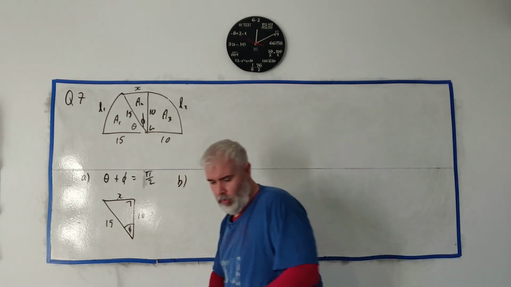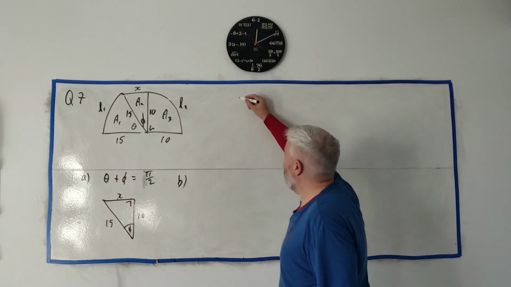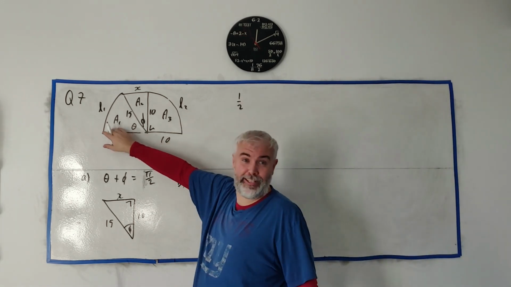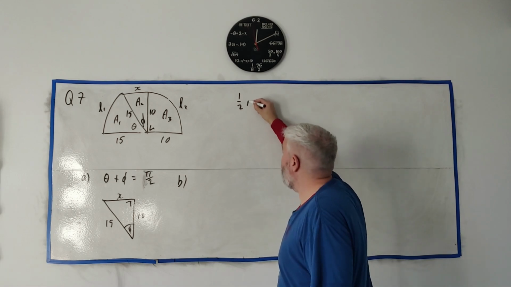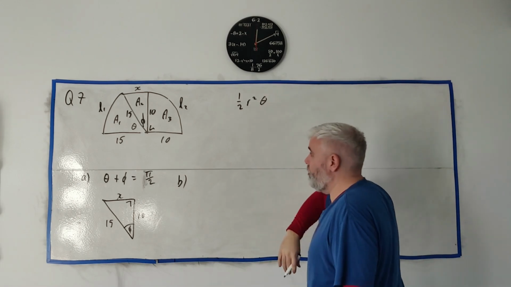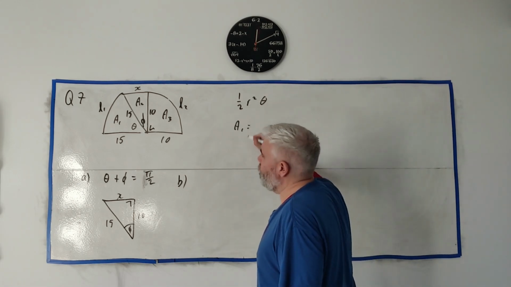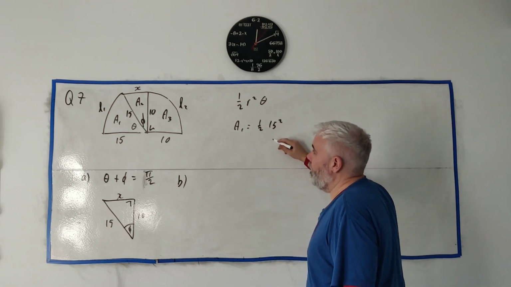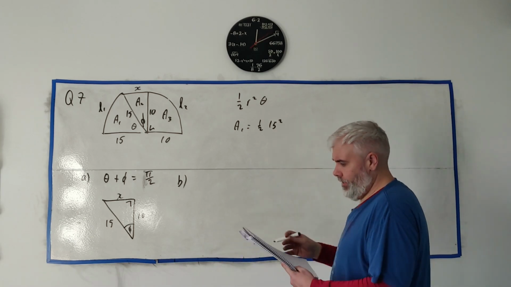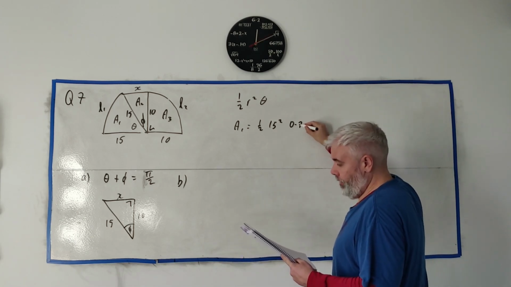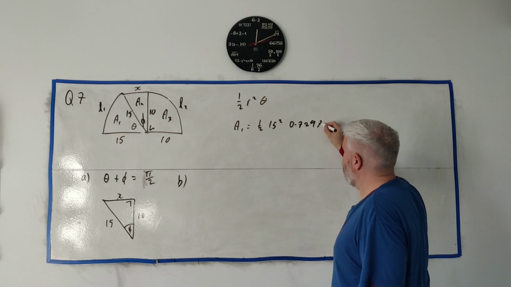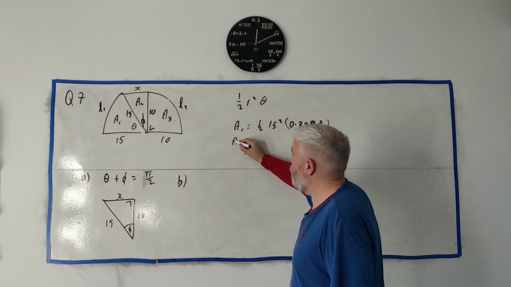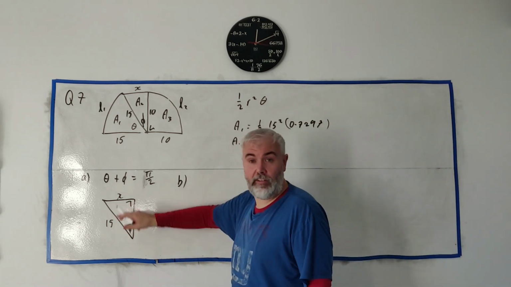The formula for the area of a sector is a half r squared times the angle. So A1 becomes a half times 15 squared times 0.7297.